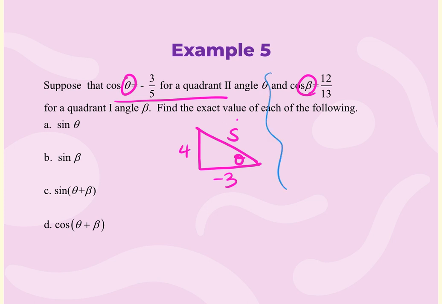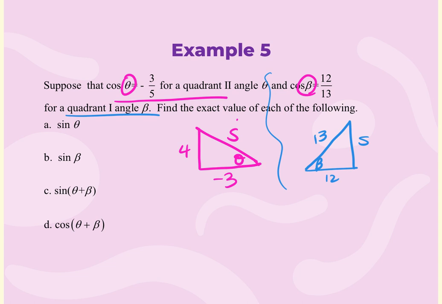Then I'm going to set up my other triangle, which is cosine beta, and it's in quadrant 1. So I'm going to the right and up. I'll put beta in the corner. And my cosine is 12 over 13, adjacent over hypotenuse. And what's my missing side? What's the triple with 12 and 13? 5, 12, 13. People know your triples, or you're going to be doing the Pythagorean theorem and killing yourself in time.